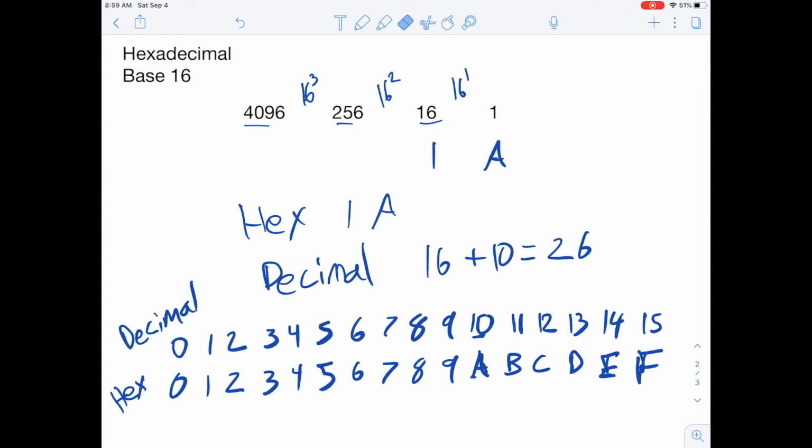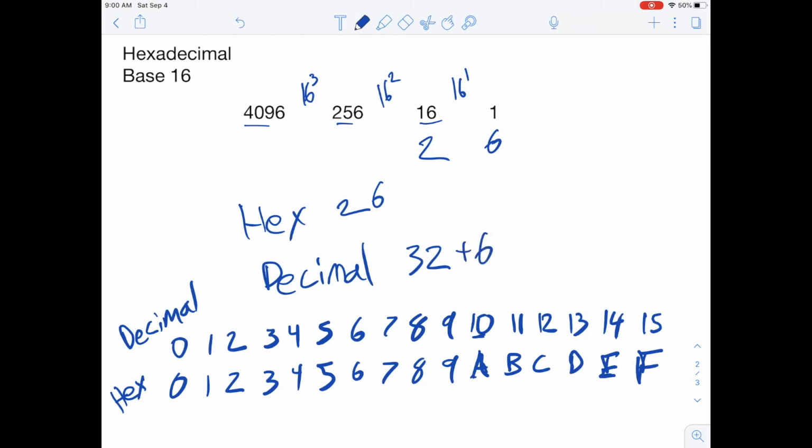Let's look at one more of those before we go on to converting. So if we had a 2 in the 16th place and a 6 in the 1's place, so the hex is 2, 6, and we pronounce that 2, 6. The 2 would be equal to 32 because it's 16 plus 16, so it would be 32, and then we'd add the 1's place, which the value is 6, so 32 plus 6 is going to be equal to 38. Okay, let's go into conversions.